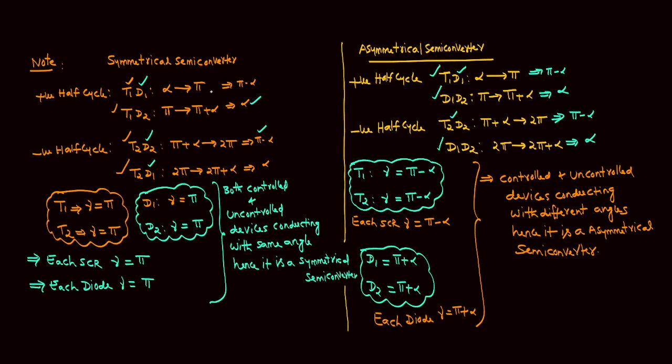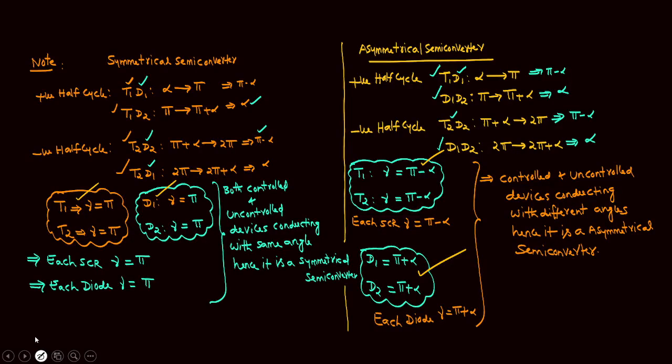Yes, in symmetrical semi converter, each SCR conduction angle is pi, and each diode conduction angle is also pi, students. But you see in asymmetrical semi converter, each SCR conduction angle is pi minus alpha, but each diode conduction angle is pi plus alpha. This is the main difference. Very, very important that you have to concentrate on.